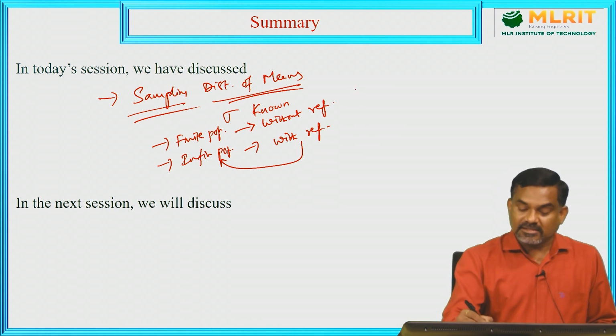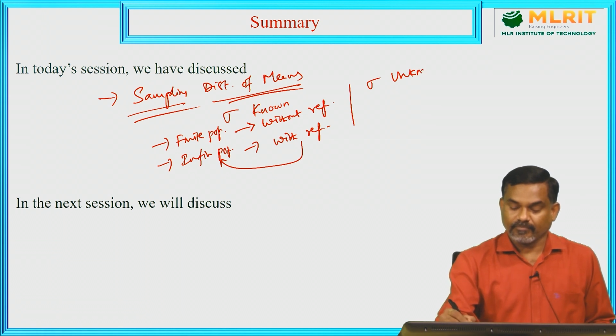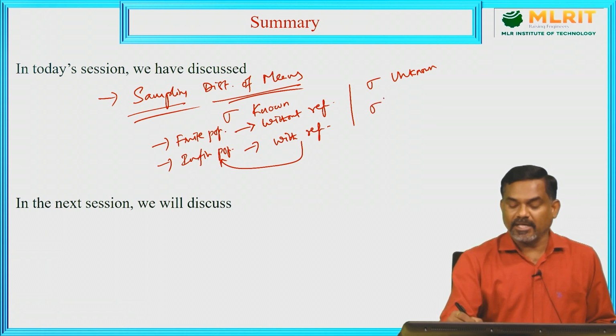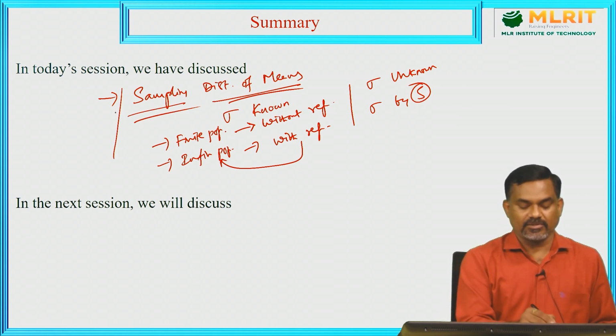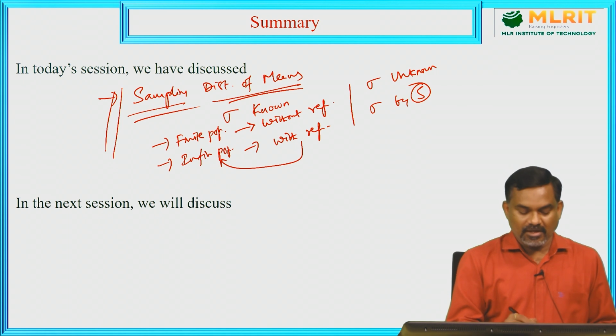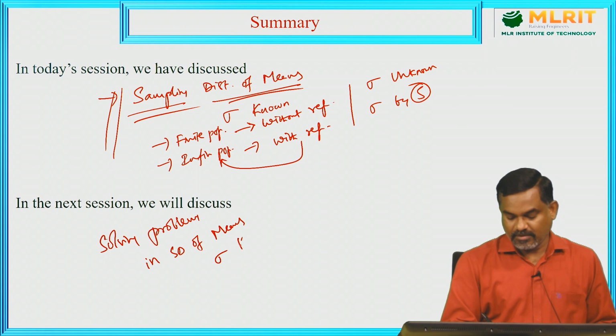And then another case, sigma unknown. When sigma is unknown, then we replace sigma by the sample standard deviation s. So these topics we discussed today, and in the next session we will solve some problems in sampling distribution of means, sigma known.